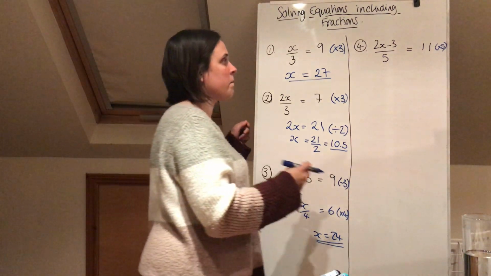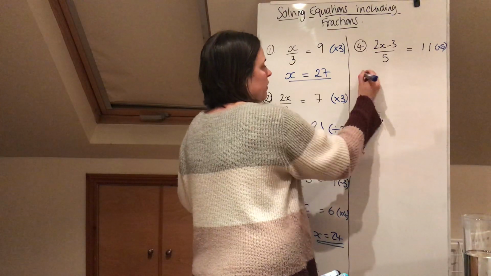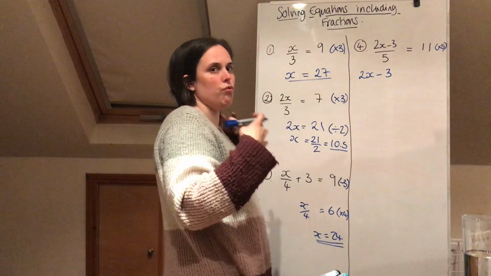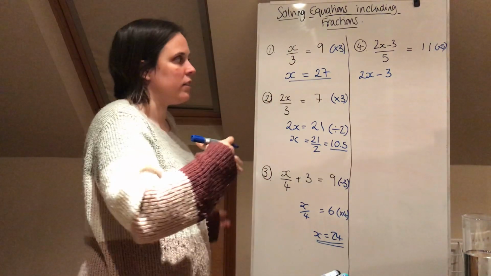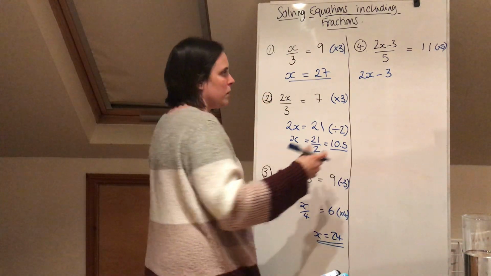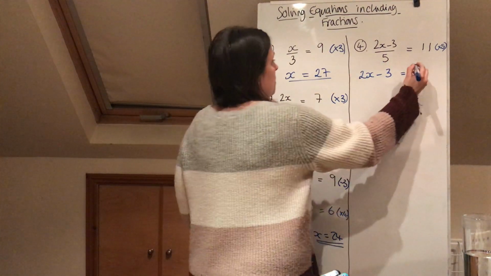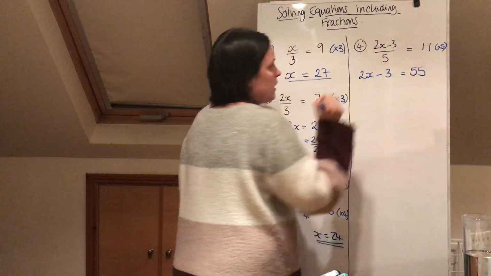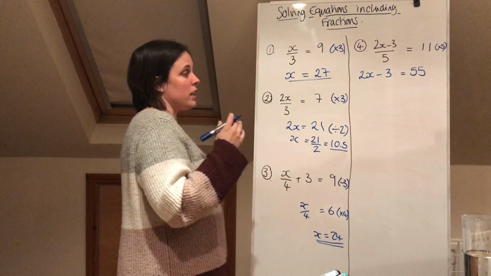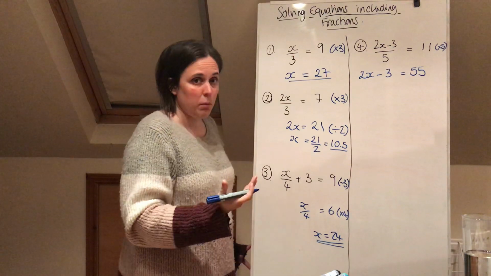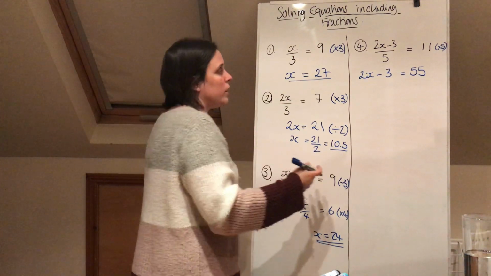Very important. So if we times both sides by 5, then we're just left with the 2x minus 3, and it's like it's freed, if you like, it's released from the divide by 5. Don't forget to multiply by 5 though, again that's a common mistake. So that is equal to 55. So then 2x take away 3 is 55. So now it's just a simple equation, just like ones that we've done before in the previous video.